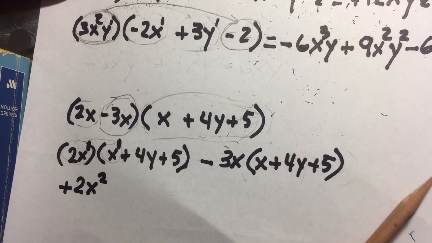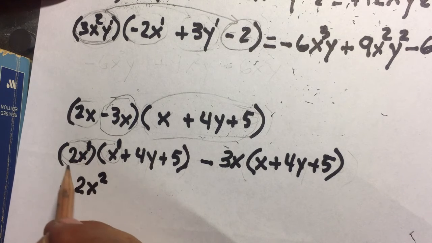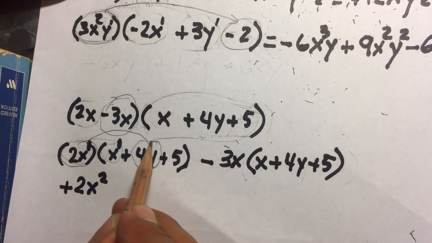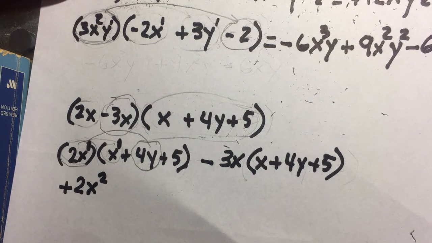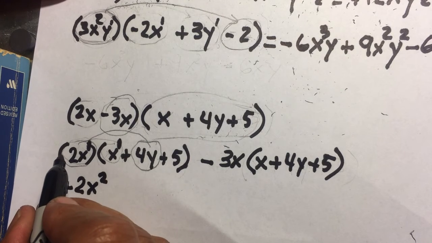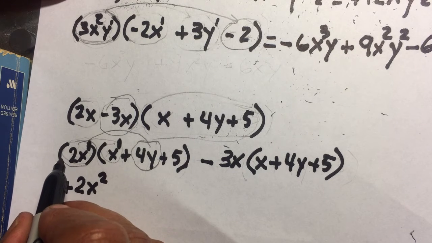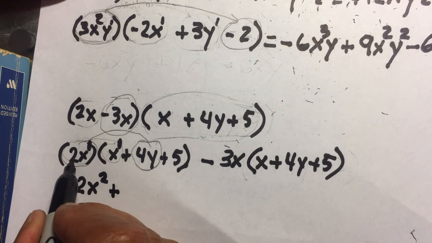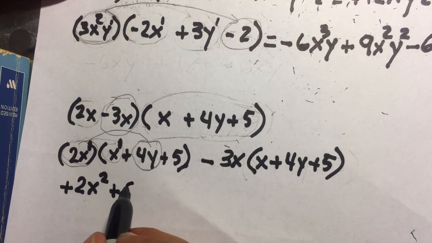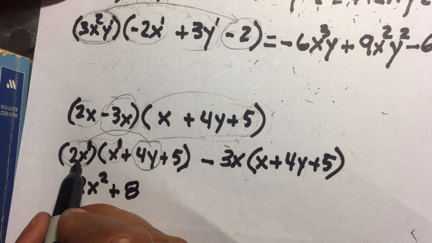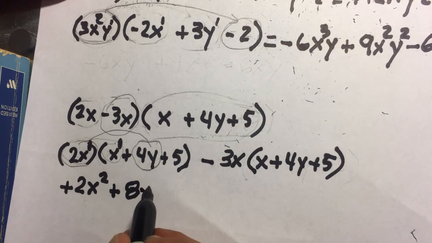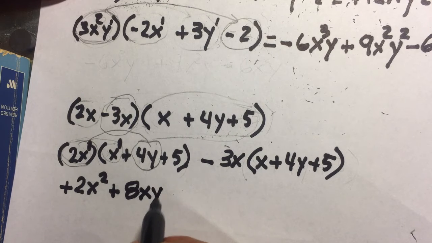Now we proceed to multiply 2x times 4y. Plus, here in front of the 2 is plus. Plus times plus is plus. 2 times 4 is 8. X and Y. So we put X here to the 1 and Y to the 1. So we finish with that multiplication.